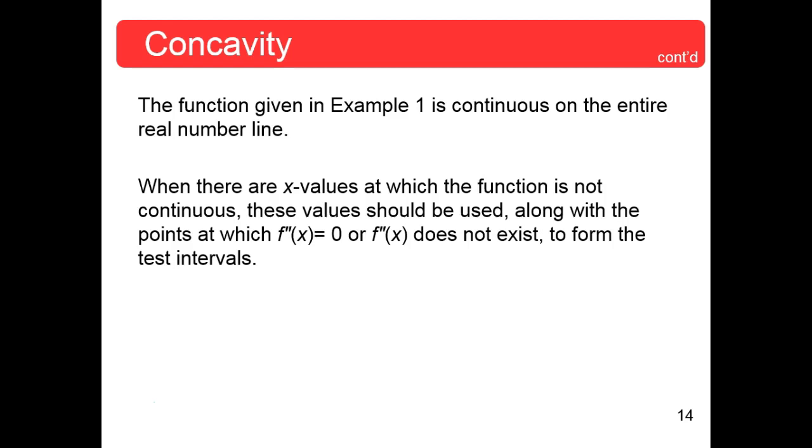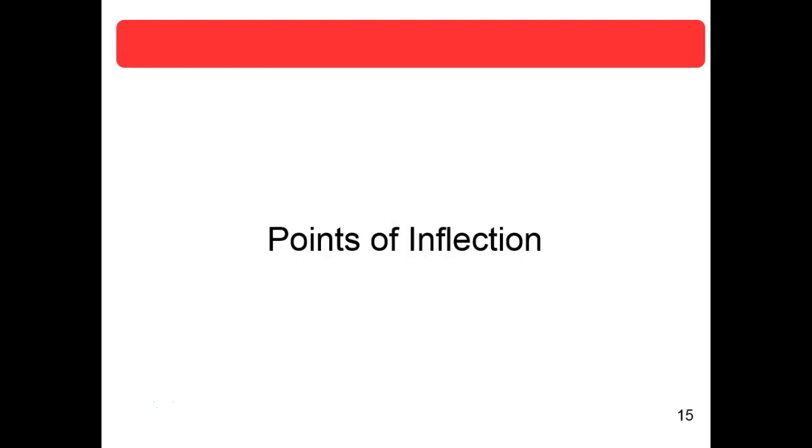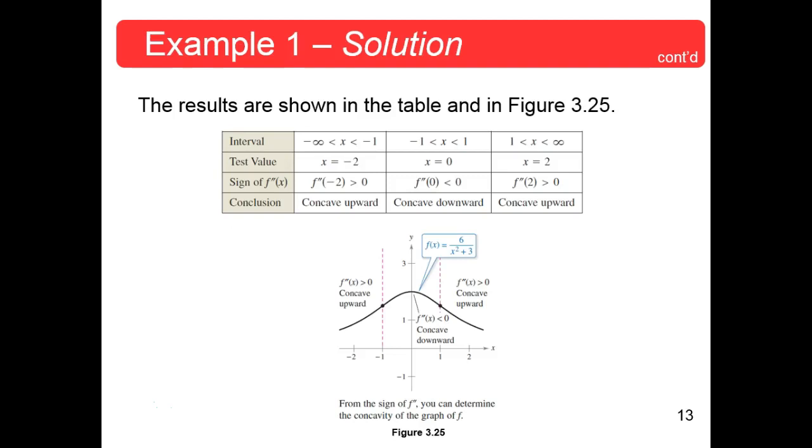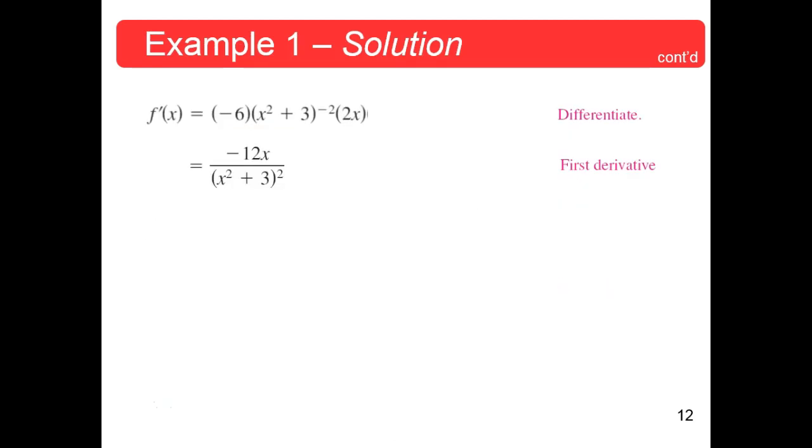Okay? You use the places where the function does not exist, and I would go so far as saying where the first derivative doesn't exist as well. They didn't mention that here, but you surely should do that as well. All right. They're skipping example 2. So let's go back here and do example 2.